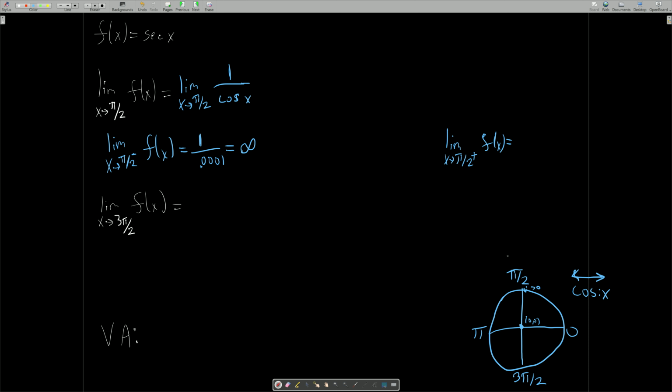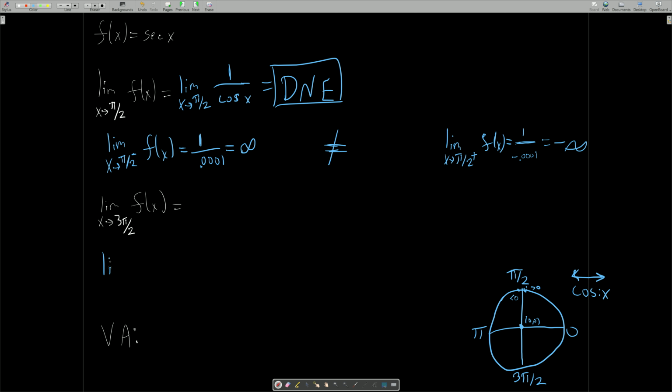Now let's do the same thing from the right. From the right, you have a cosine value that's slightly less than 0. That means you'd have a really tiny negative cosine value, which would lead to a really big negative number, because this limit approaches negative infinity. And of course, since these two limits aren't the same, that means this limit does not exist.